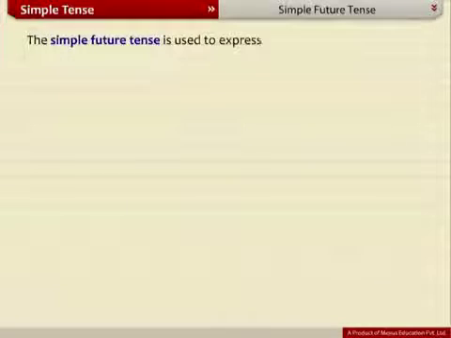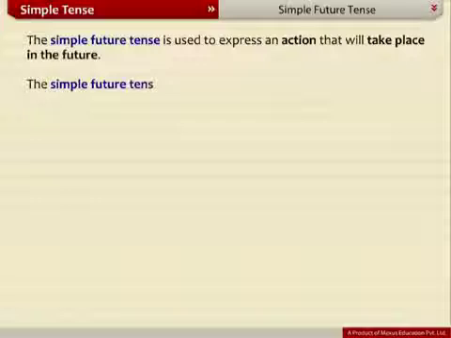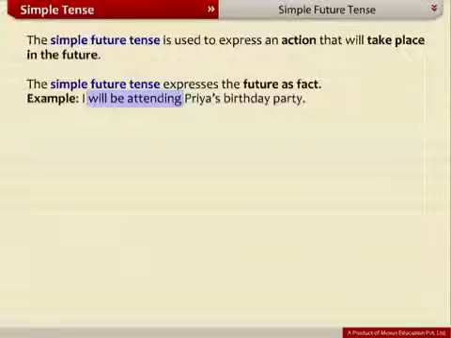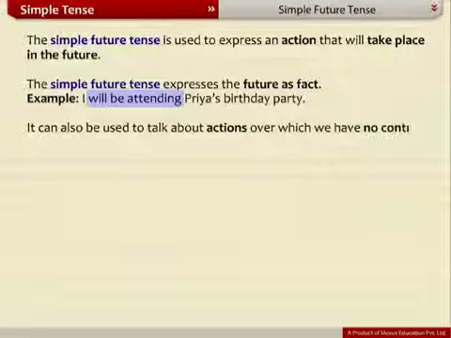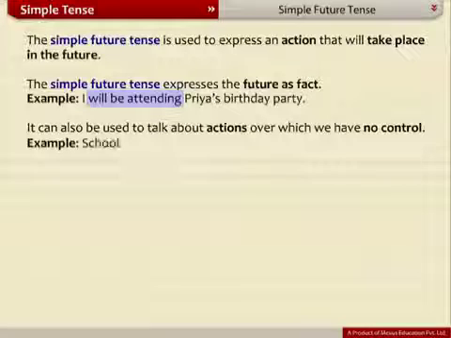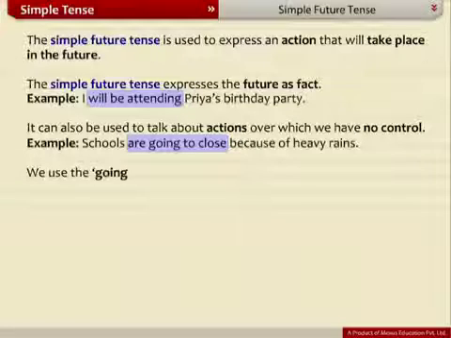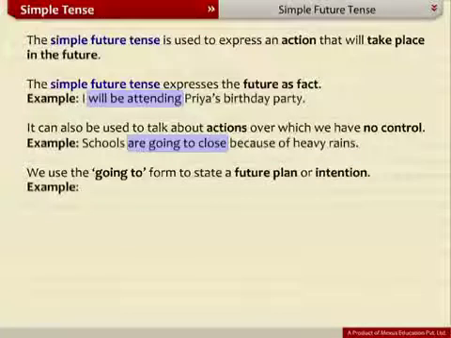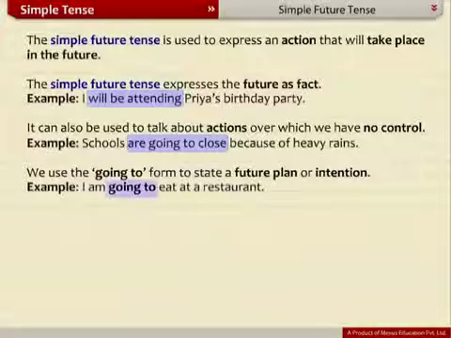The simple future tense is used to express an action that will take place in the future. The simple future tense expresses the future as fact. Example: I will be attending Priya's birthday party. It can also be used to talk about actions over which we have no control. Example: schools are going to close because of the heavy rains. We use the going to form to state a future plan or intention. Example: I am going to eat at a restaurant.